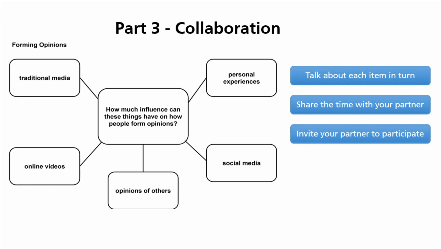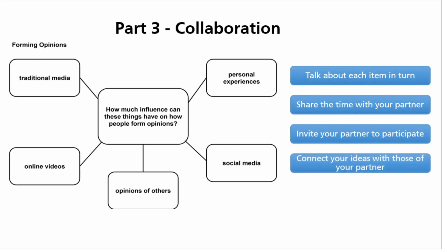And what you should also try to do is to invite your partner to participate. Try to connect your ideas. So when your partner is offering ideas, perhaps you can link your own opinions to those. And then finally, most important in a conversation is try to listen. And this will always help to make the task a little bit easier. Let's move on now to part 4.